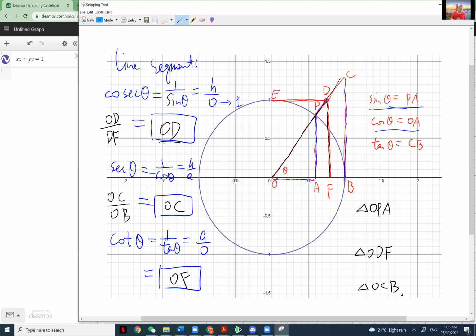If you use Pythagoras, the first one gives you OA squared plus PA squared equals OP squared. OP is just 1. But the OA we did, that's cos theta, and PA is sin theta.